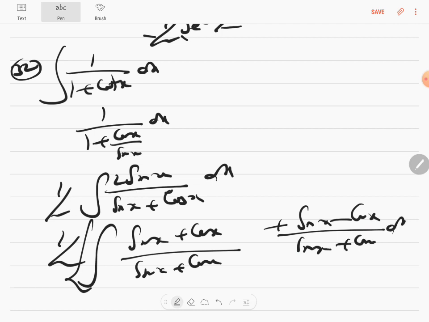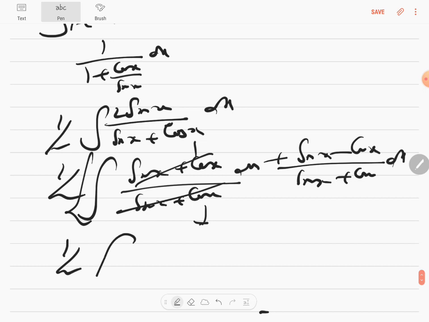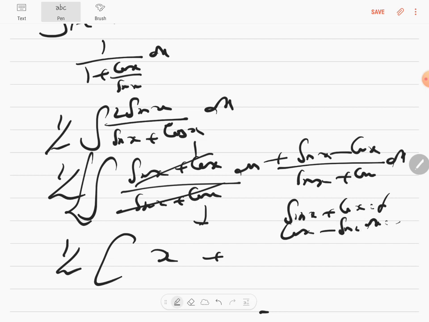Okay, and then dx, no fishing. This and this get cancelled. 1 dx will get to x. Sin x plus cos x is t. Cos x minus sin x into dx is becoming dt, which is minus dt, right?